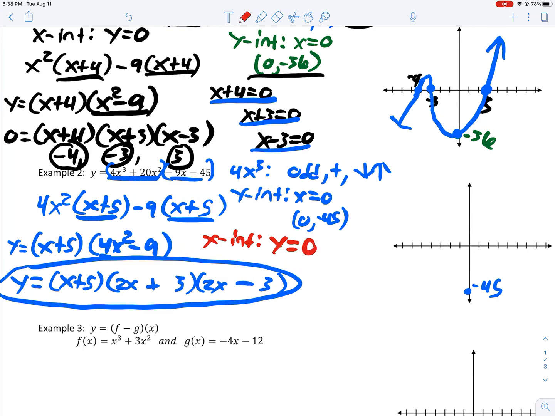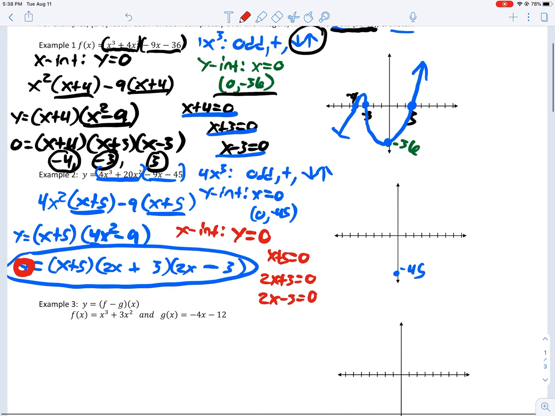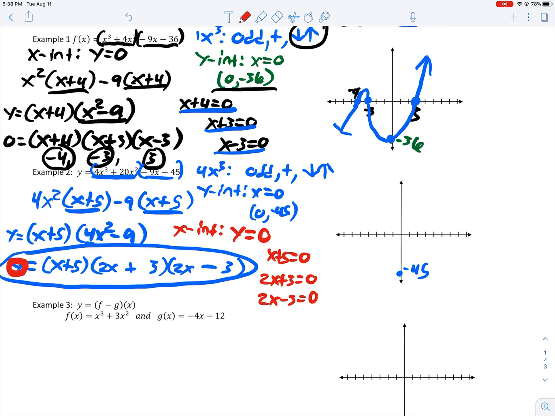So now to find my x-intercepts, I'm going to let y equal 0. So now y becomes 0. Then I set each factor equal to 0. So x plus 5 equals 0, 2x plus 3 equals 0, 2x minus 3 equals 0. So you get negative 5. The next two are a little more tricky. So subtract 3, divide by 2, so negative 3 halves, which is negative 1.5, right? Add 3 and you get positive 3 halves, or 1.5.